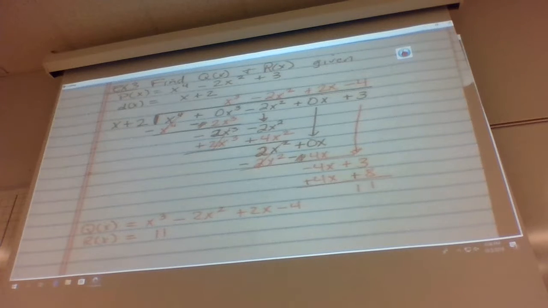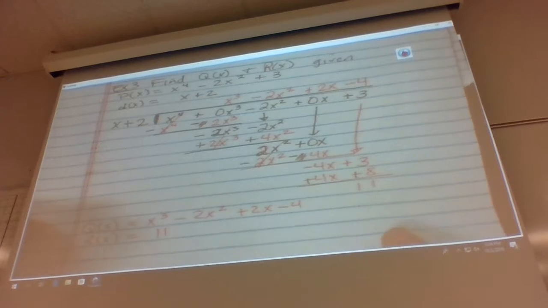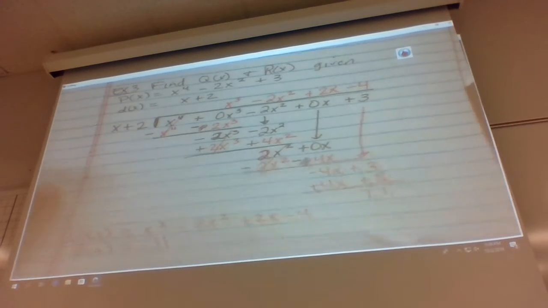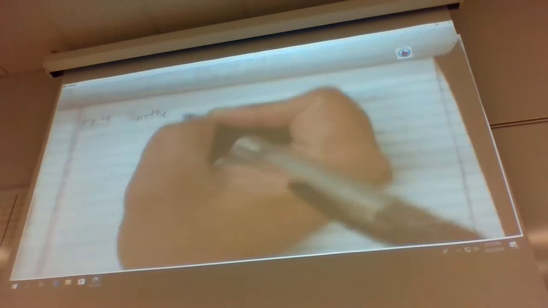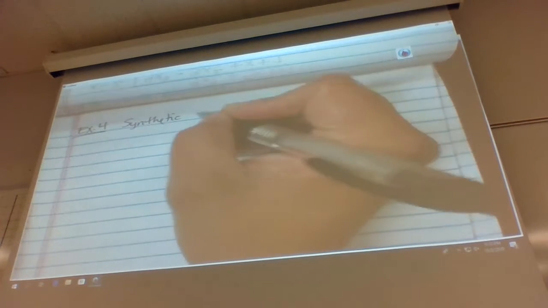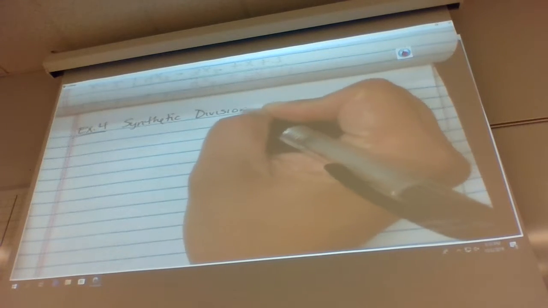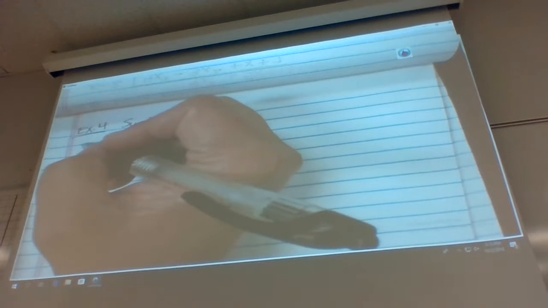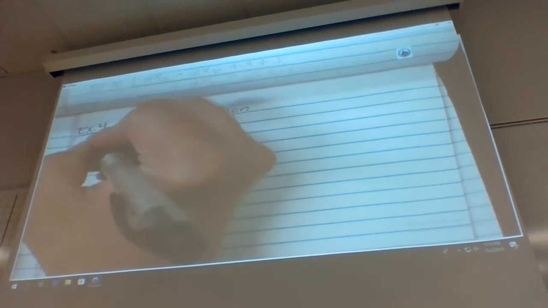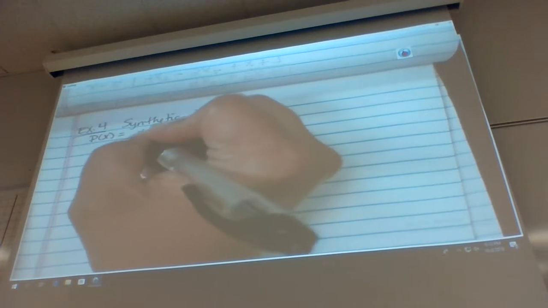Very good. All right, example number 4: synthetic division. Now, let's go ahead and give x. I'm just going to rewrite it because I have to flip the page. It's exactly the same problem that we did earlier.